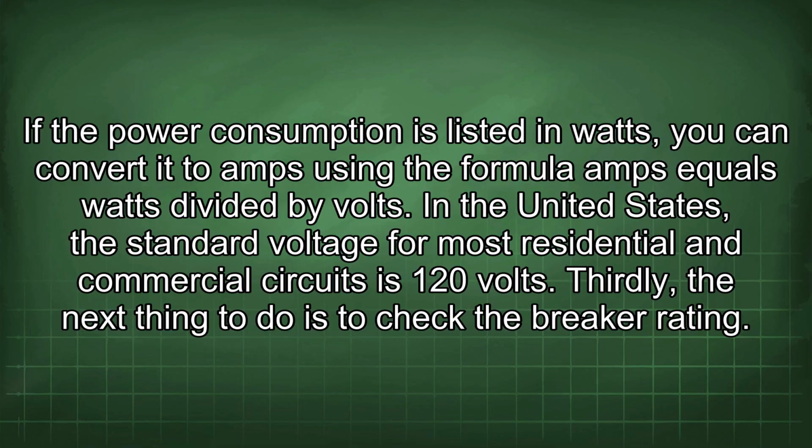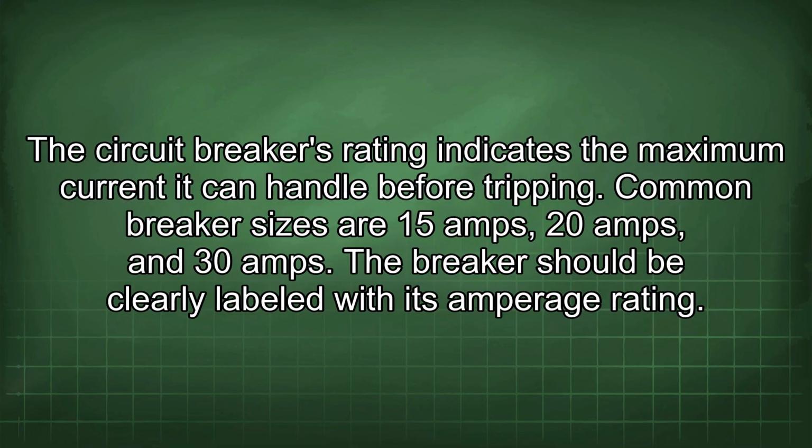Thirdly, the next thing to do is to check the breaker rating. The circuit breaker's rating indicates the maximum current it can handle before tripping. Common breaker sizes are 15 amps, 20 amps, and 30 amps. The breaker should be clearly labeled with its amperage rating.